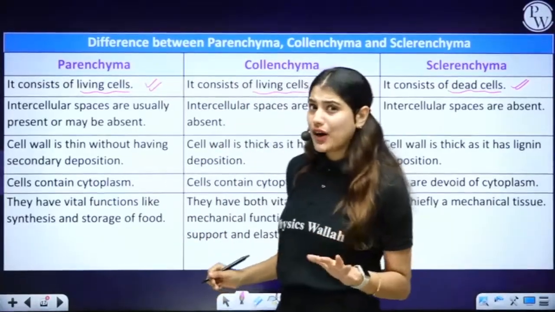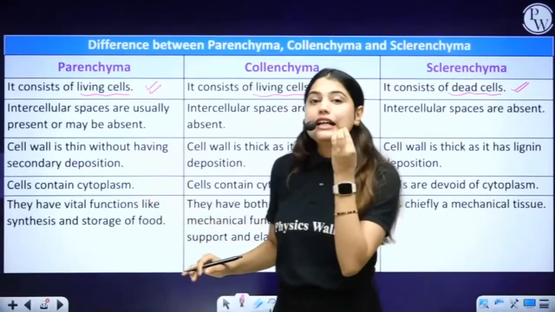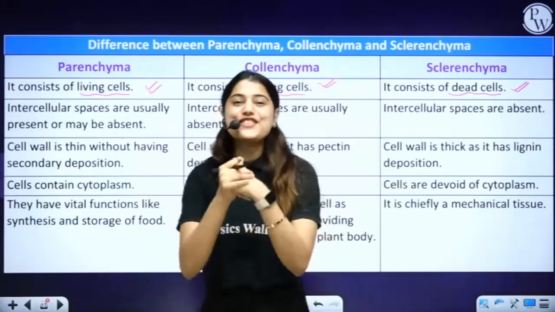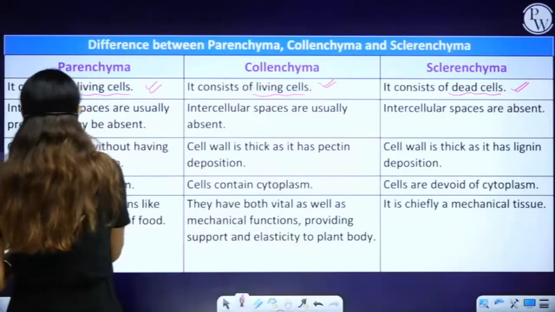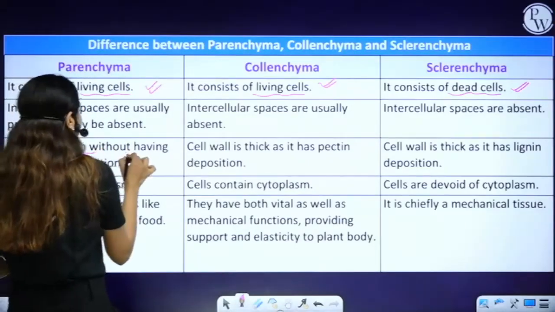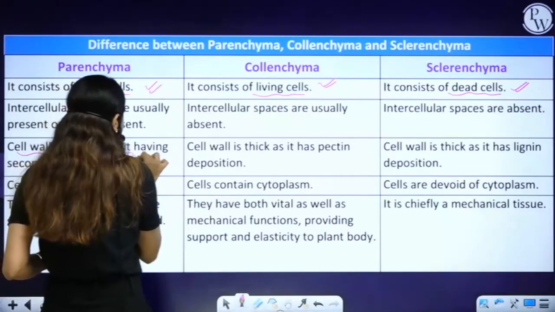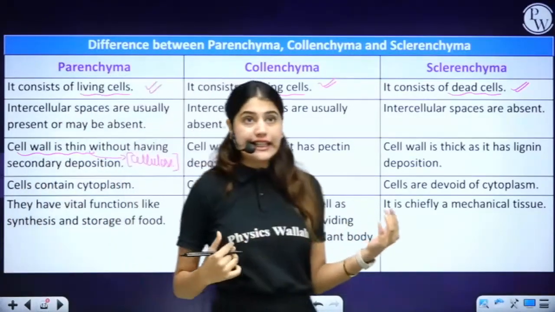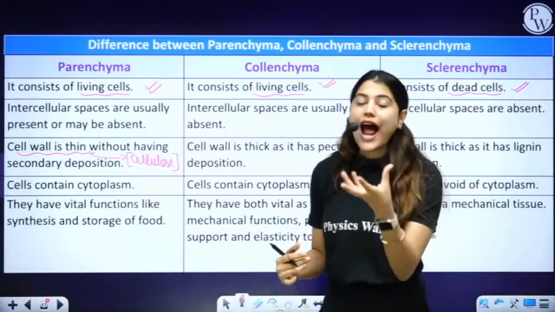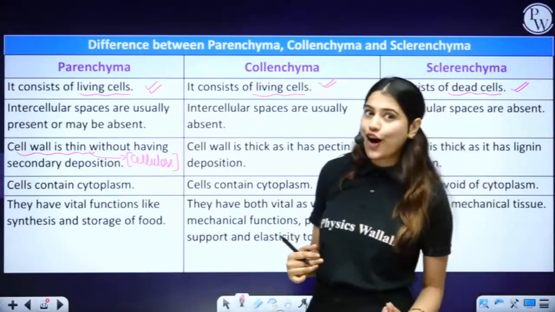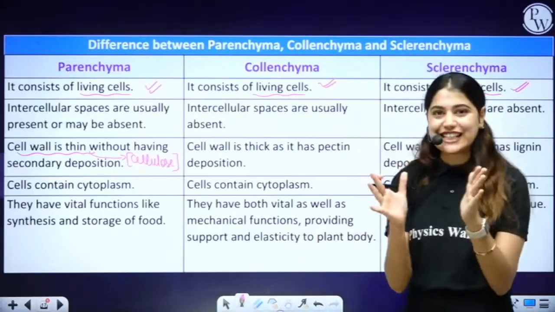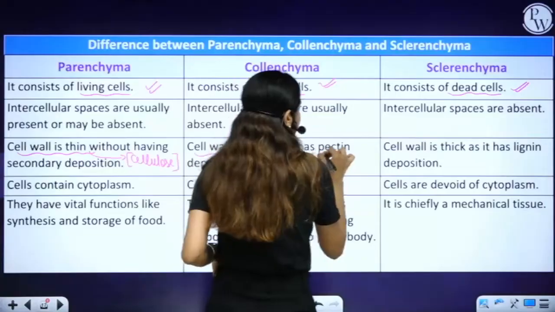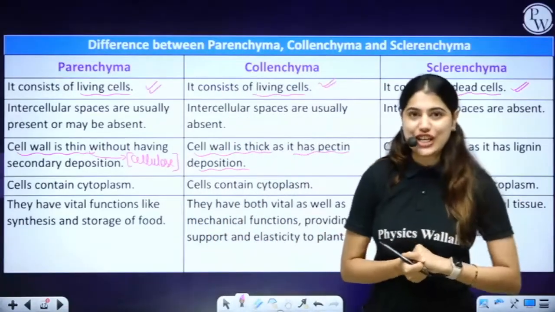If we talk about the cell wall of parenchyma, the cell wall is thin, and since it's a plant cell, it is simply made up of cellulose. But if we talk about the cell wall of the collenchyma, it is thick, and that thickening is because of the presence of pectin, right? So the cell wall is thick and it has the pectin deposition.